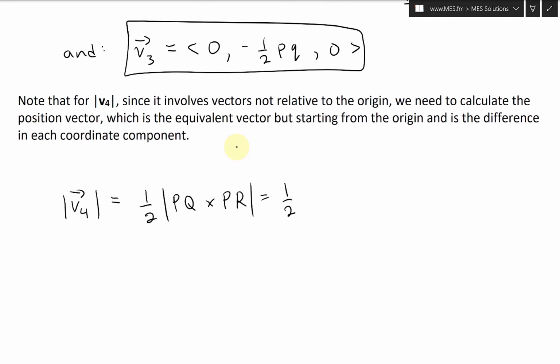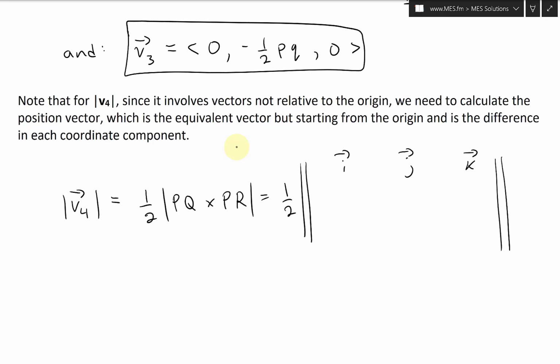All right, so PQ cross PR equals 1/2 the length. Then there's a determinant. Put the I. Let's make more room because we'll be doing some subtraction. J, then K, like this. Length. Determinant and then length. Do that again. Determinant, length.